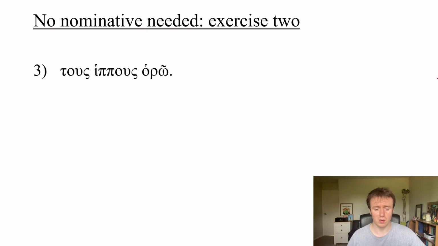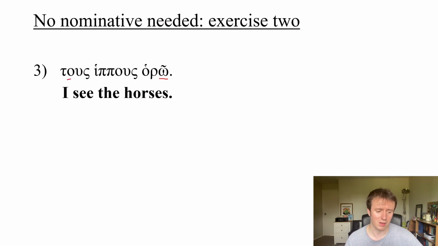We had no nominative noun or pronoun once again, so we had to look at the person ending with the verb, which was horo. This is from the verb horao, but the alpha and the omega have contracted just to produce omega on its own. So, because it ends in omega, because it used that person ending omega, we know that it means I am doing the action, and therefore we will translate this as I see the horses. We knew the horses were the object because of the masculine accusative plural definite article.